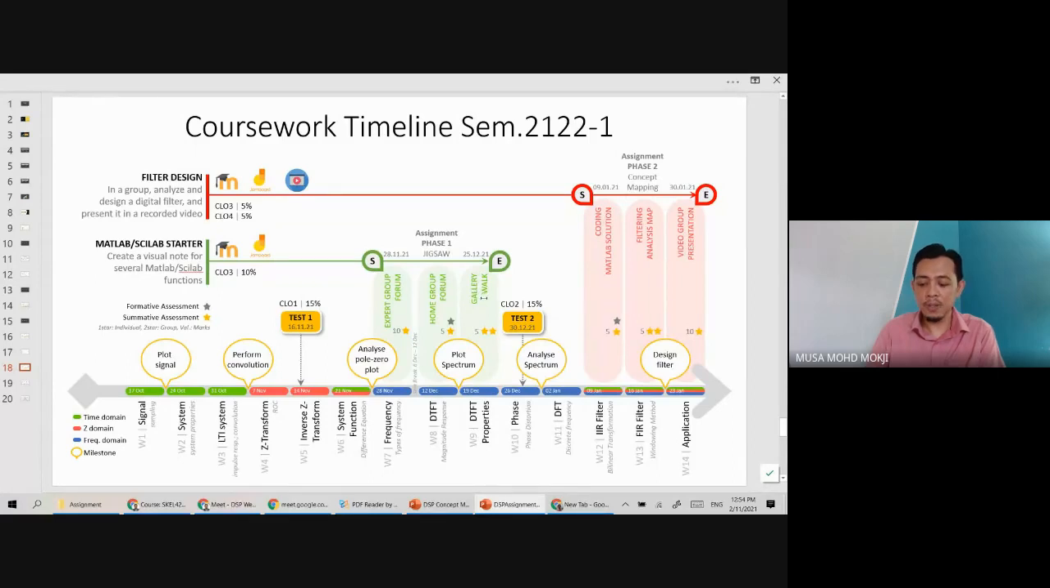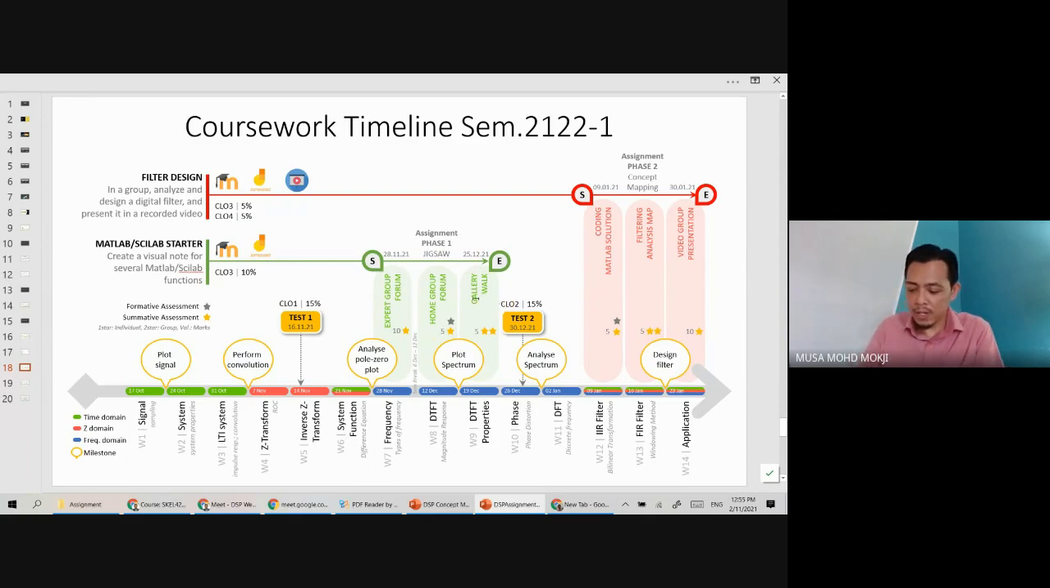But there will be a gallery. Gallery means every group will display your work. So every group will have an output, displayed to all groups, and then all groups will comment on other groups' work. That's why we call it a gallery walk. So you will walk one by one to the other groups' work and then comment. Okay, there will be a format here.